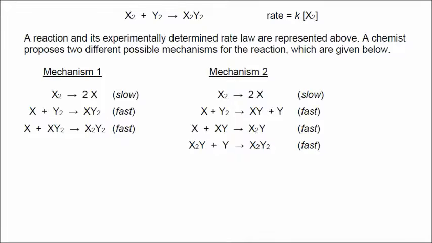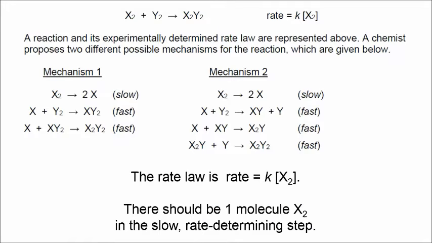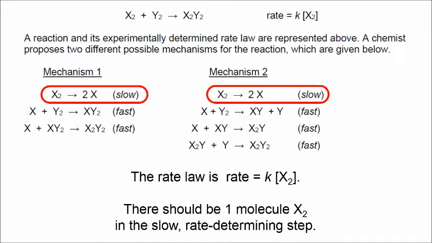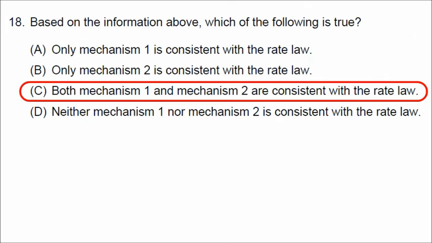Number 18 is also talking about mechanisms. Now the rate law is first order with respect to X2, so therefore in the slow rate determining step, there should be exactly one molecule of X2. So no matter what happens after the slow step, both of these mechanisms are consistent with it being first order with respect to X2, since there's exactly one molecule of X2 in the slow step. So the correct answer here is that both mechanism 1 and 2 are consistent with the rate law.